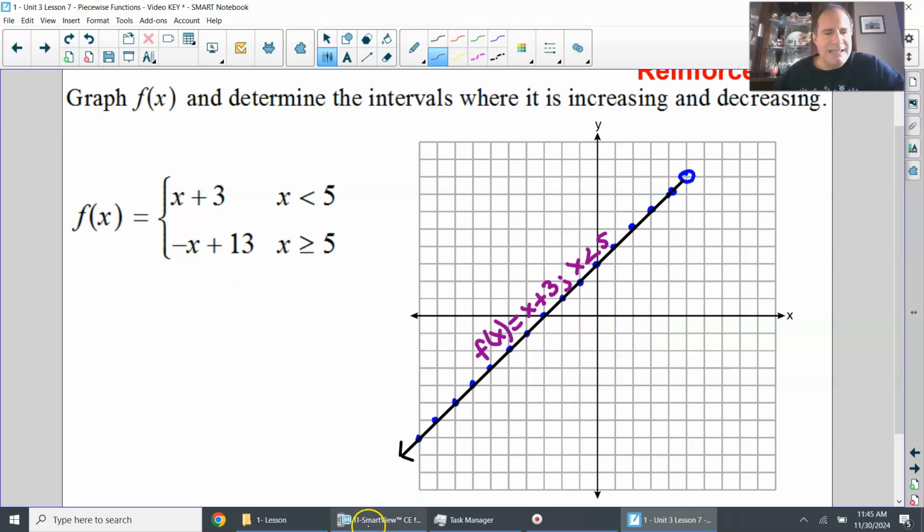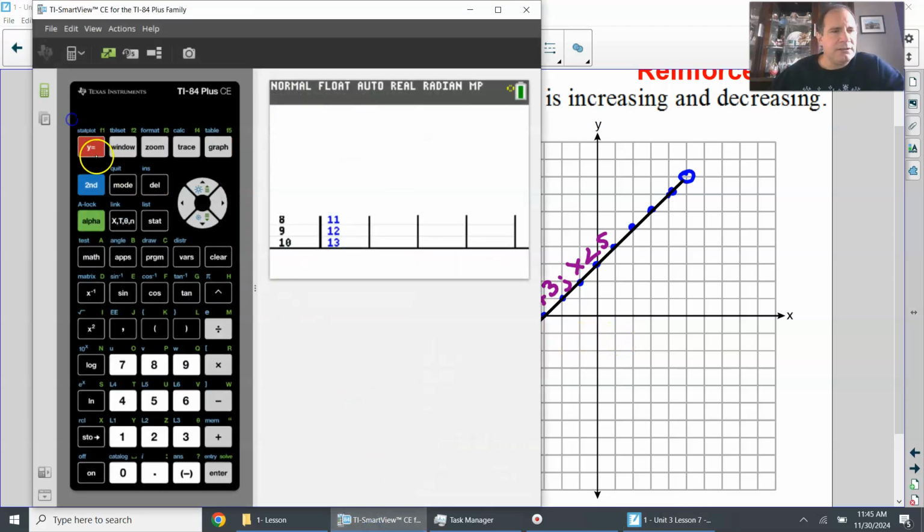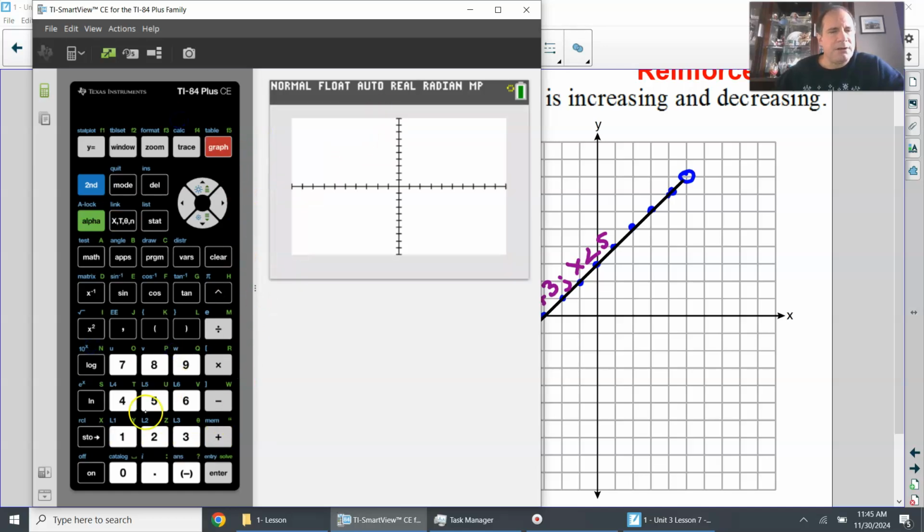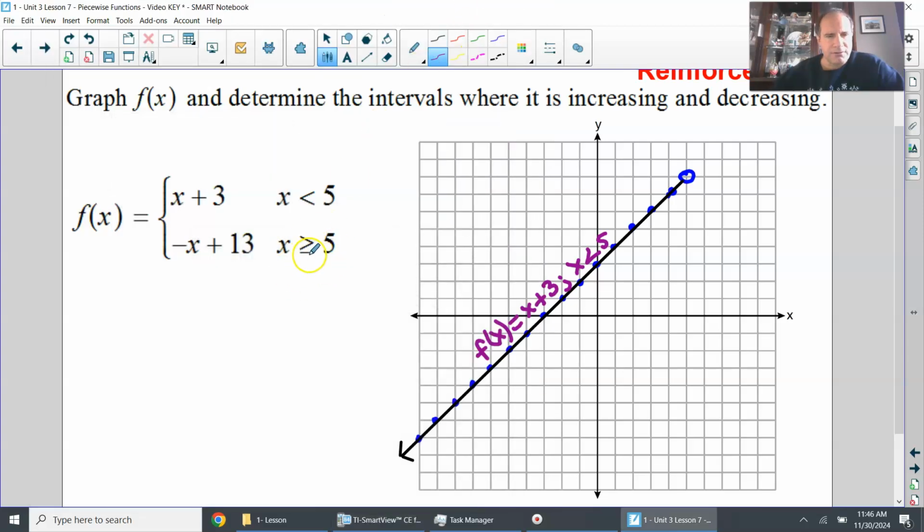Now the next one is negative x plus 13. So we're going to press negative x plus 13, and we're going to graph it. Now notice that we are not ever going to see the y-intercept for this one, so we are just going to graph whatever it is that they're asking us to graph. So x is greater than or equal to 5. This is 5 right here.